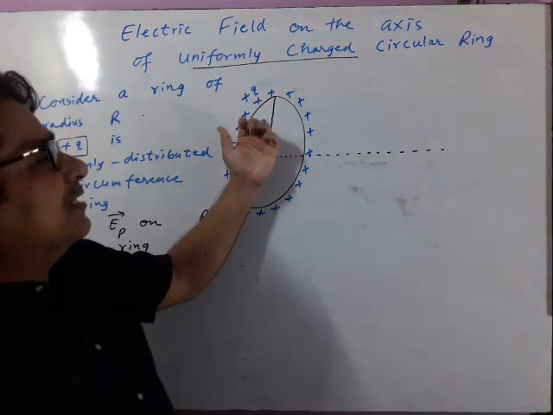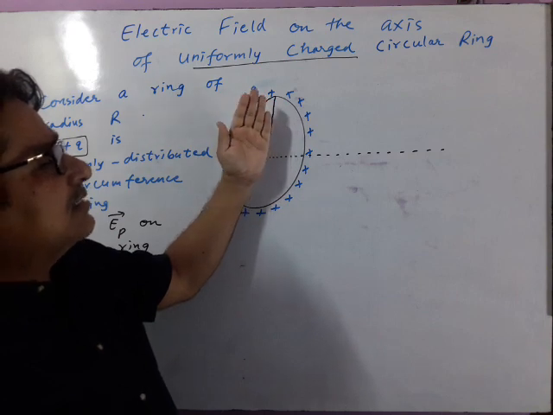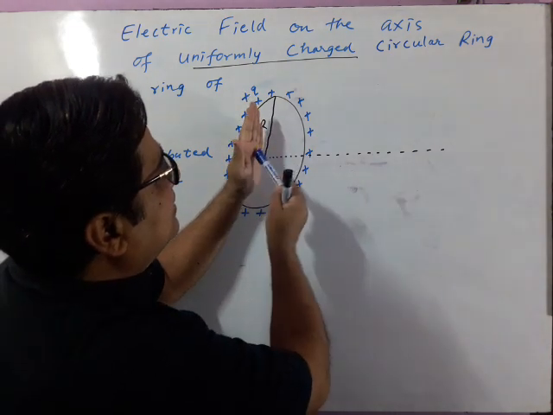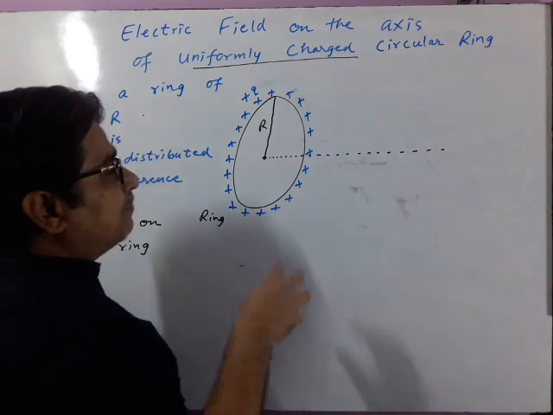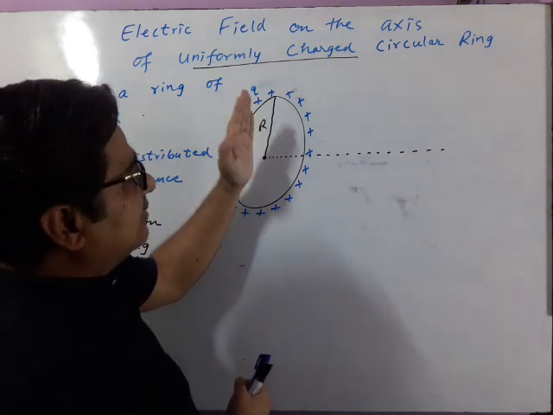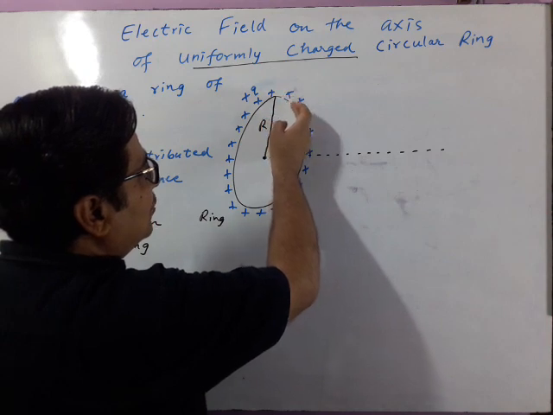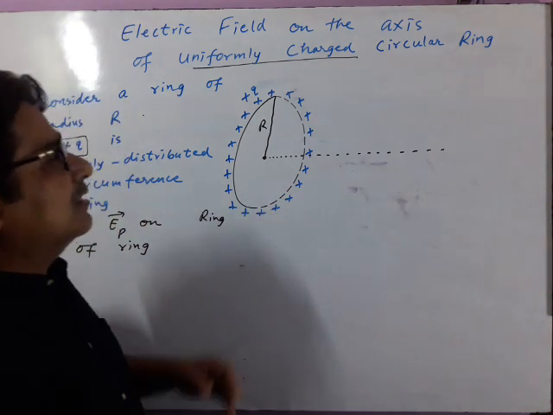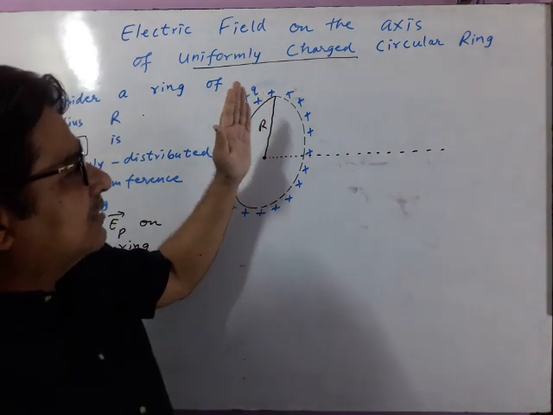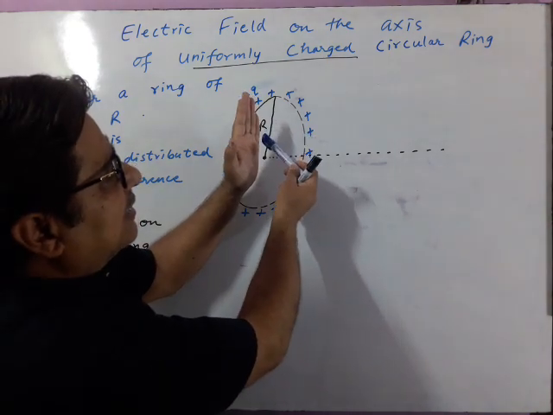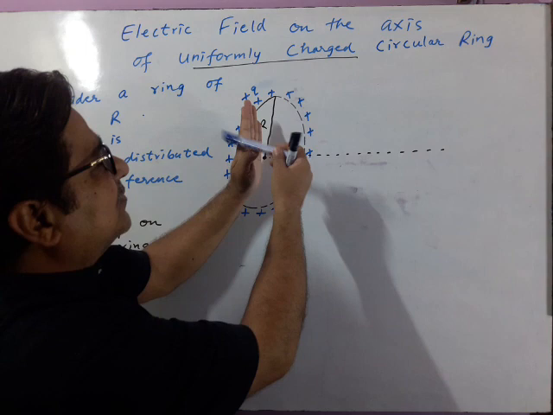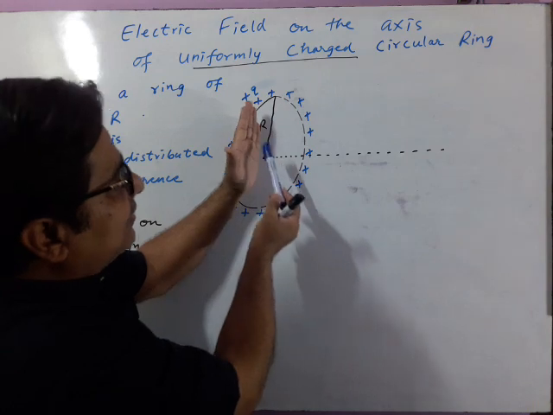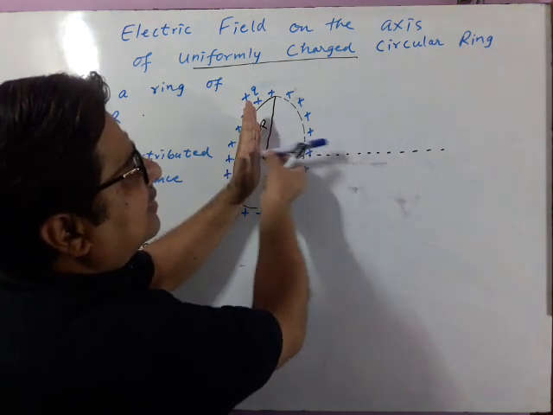Really speaking, the ring is not placed like this. The ring is placed like this. So this is the center of the ring and this is the axis of the ring. If you want to put the ring like this, we show this line as dotted. This is the rear part. The dotted line represents the rear part and the solid line represents the front part. So the ring is placed like this when we put this dotted sign, and this is the center of the ring and this is the axis of the ring.